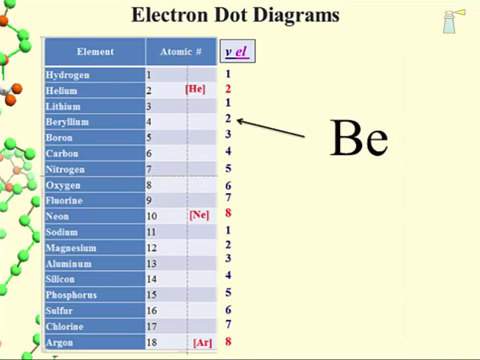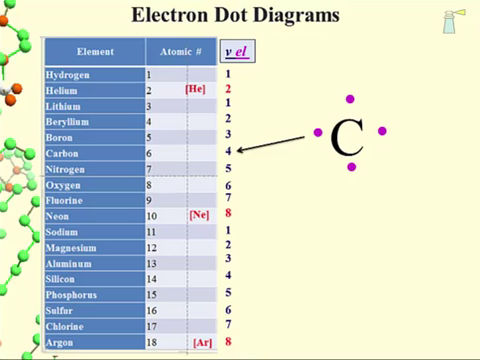Beryllium has 2 valence electrons, one on the top, the second added in a clockwise fashion. Boron, 3 valence electrons, 1, 2, 3. Carbon has 4 valence electrons, 1, 2, 3, 4. All are added in a clockwise fashion, and each of the boxes has 1 dot.